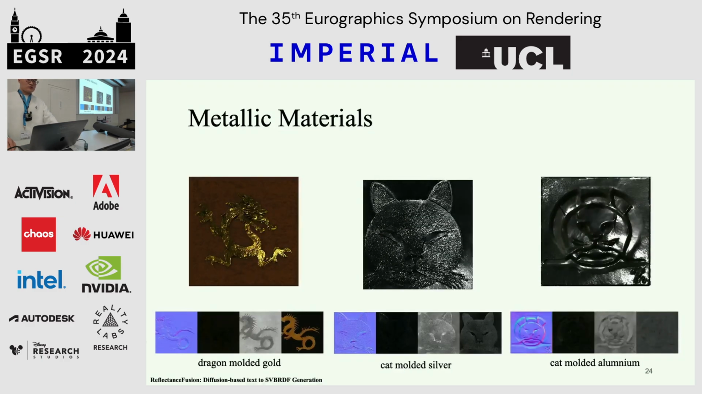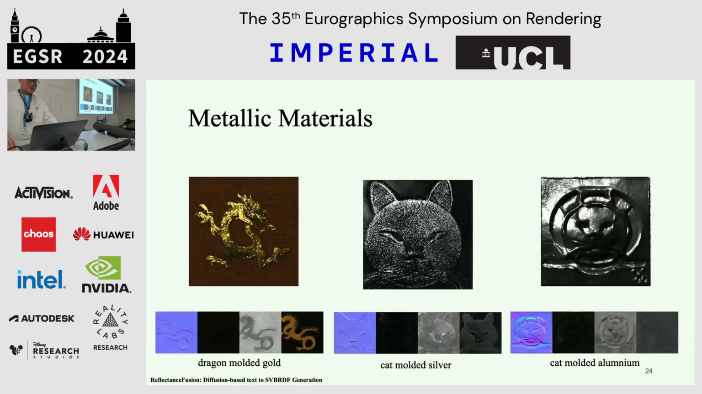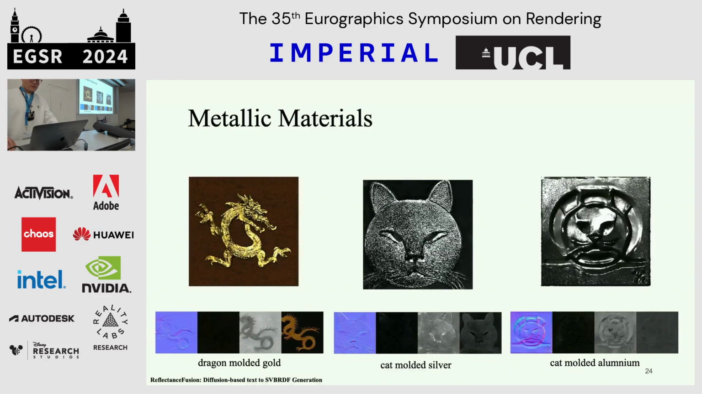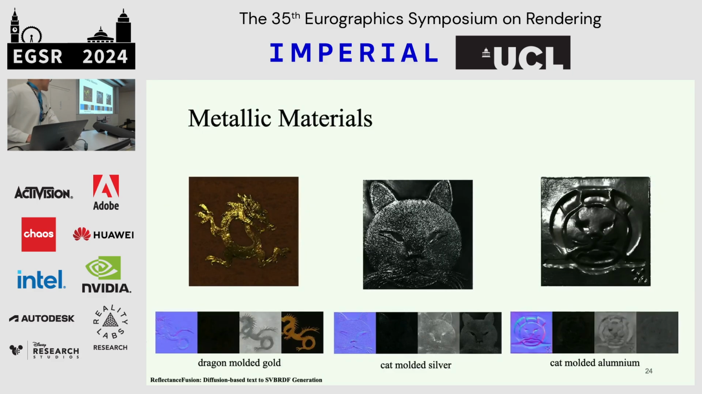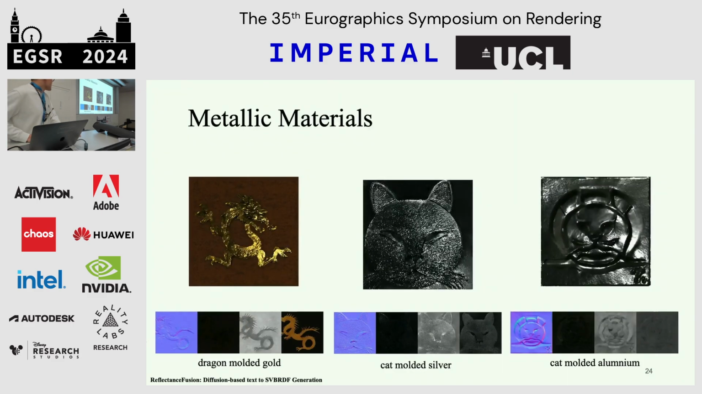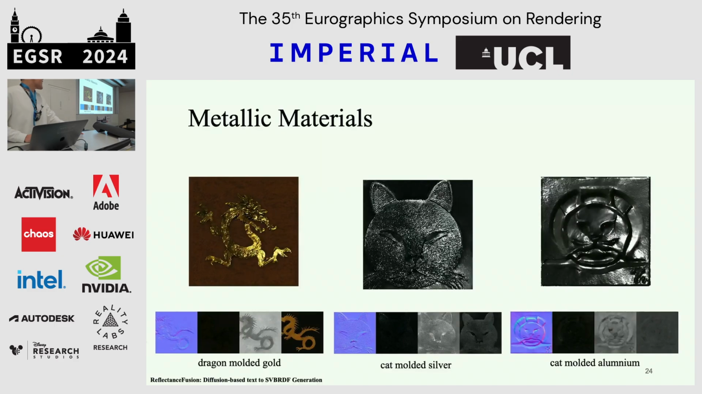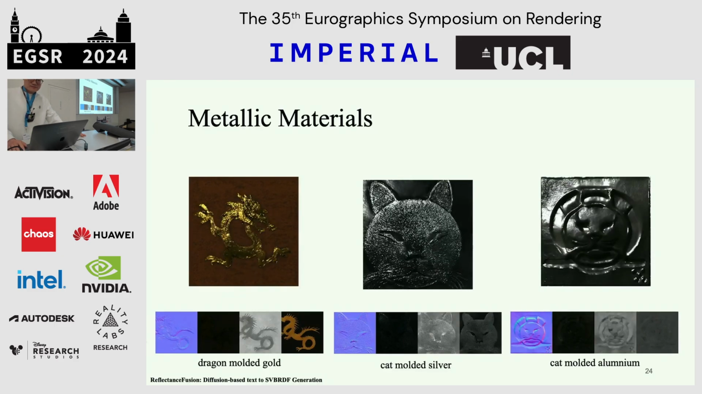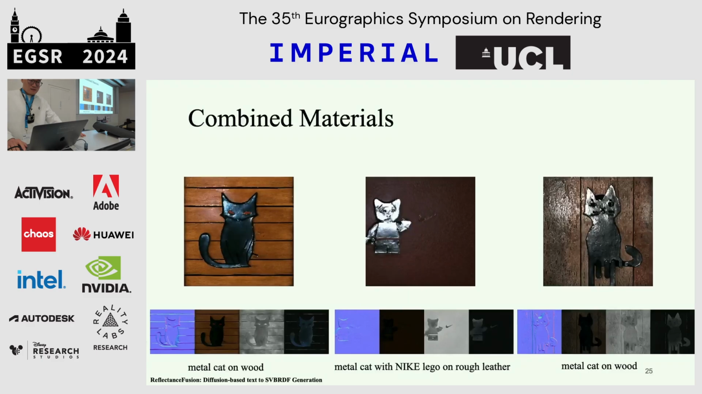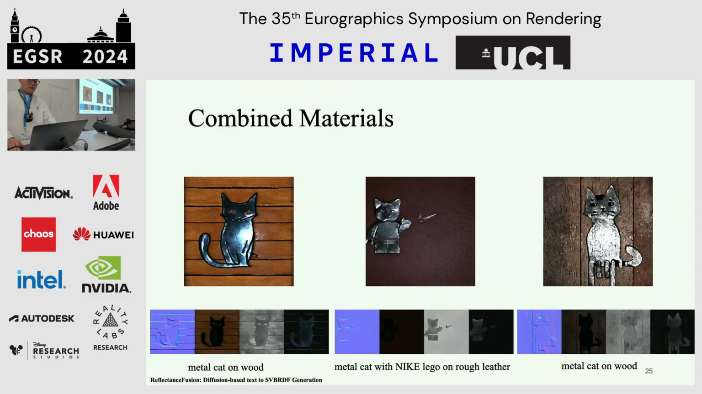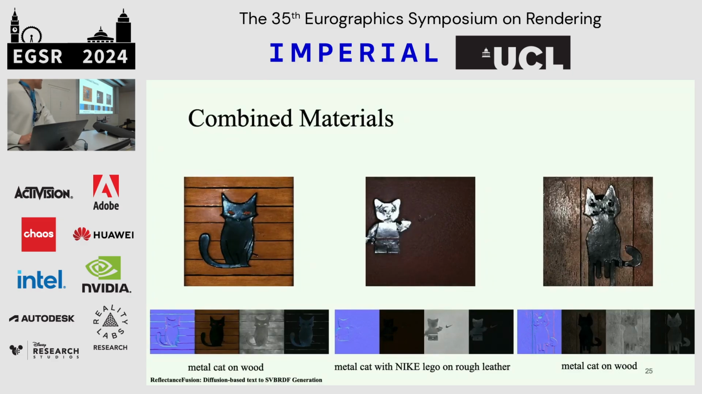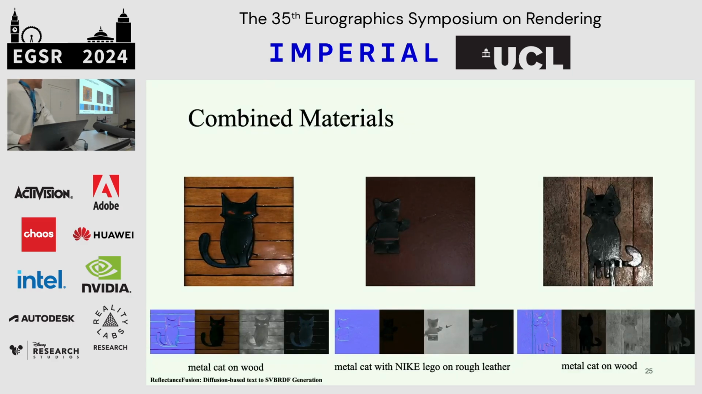And also our model's capability of generating metallic materials here. We tried different metals like gold, silver, and aluminum using shaped dragon and cat. You can see that as the light changes, there are very significant metal effects. And also we could achieve combined materials like metal on wood and the metal cat with Nike logo on rough leather.